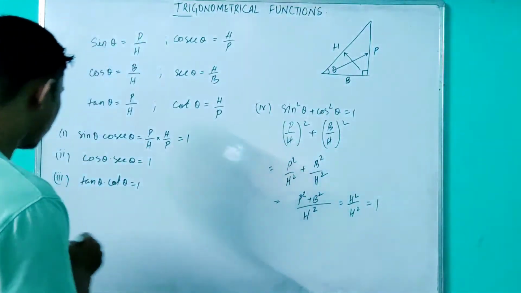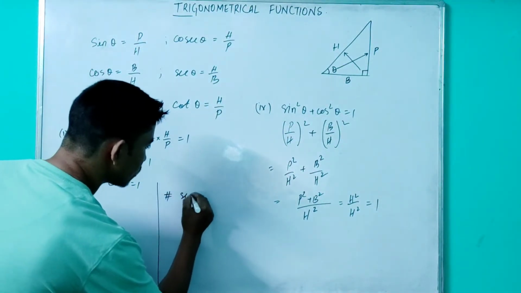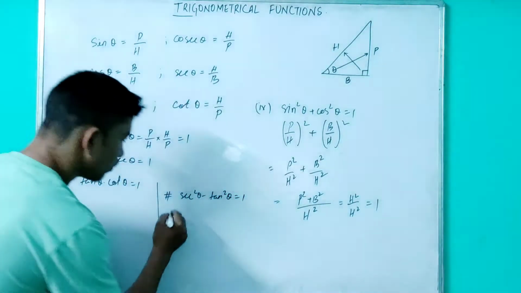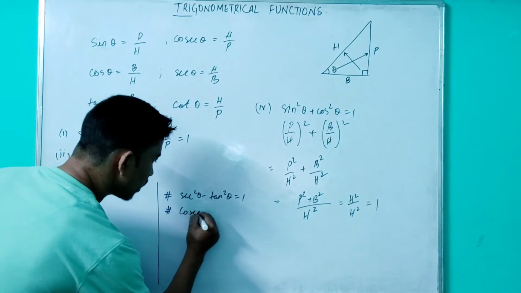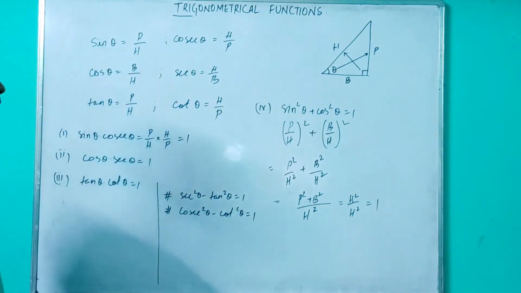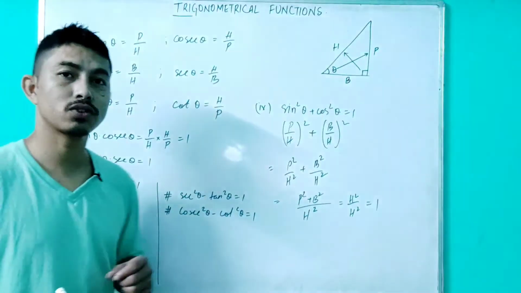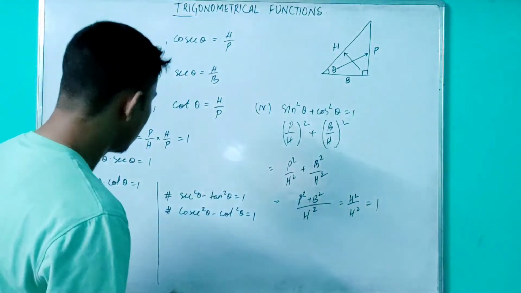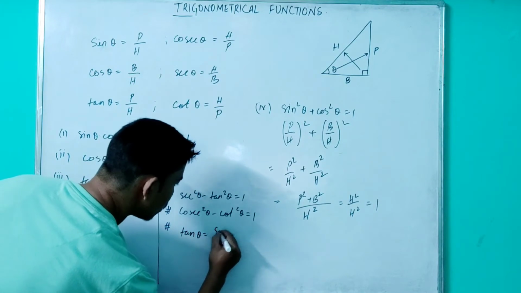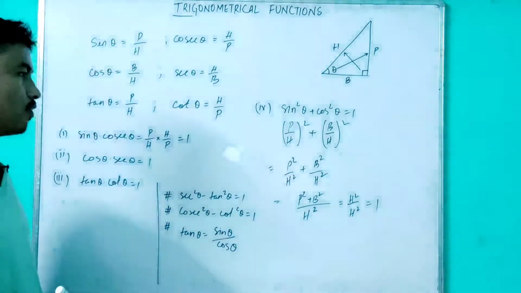Also we have other formulas. Similarly we can prove the next formula: sec square theta minus tan square theta equals 1, and we also have cosec square theta minus cot square theta equals 1. These formulas must be at your fingertips so that it will be very easy for us to prove trigonometric identities. You may also remember that tan theta equals sin theta divided by cos theta. You can prove this in a similar fashion.